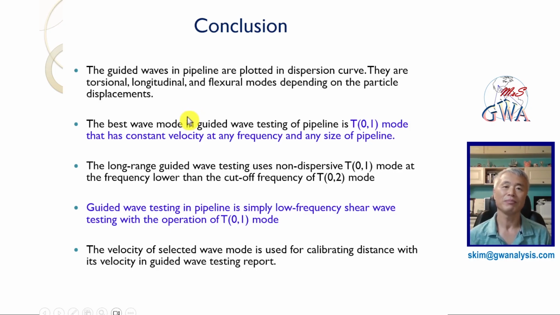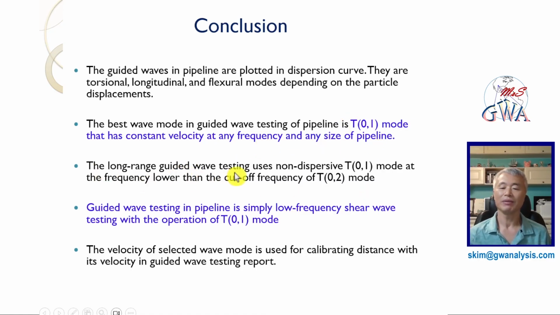Let me conclude my presentation. The guide waves in pipelines are plotted in a dispersion curve. They are torsional, longitudinal, and flexural modes depending on the particle displacement. The best wave mode in guide wave testing of pipelines is the T01 mode, which has a constant velocity at any frequency and any size of pipeline.